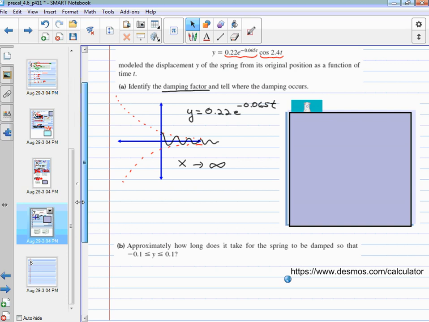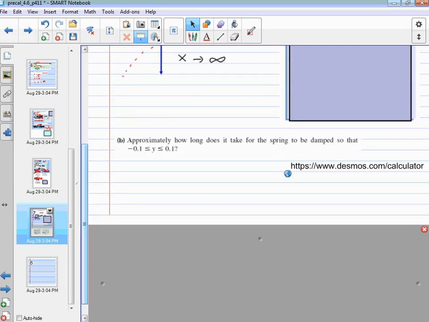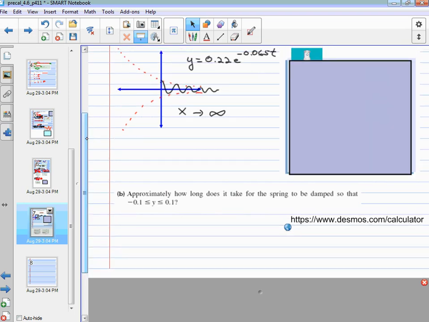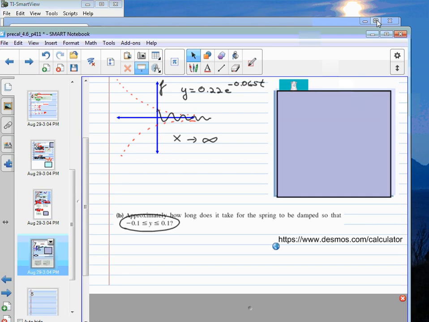Approximately how long does it take for the spring to be damped so that my values oscillating up and down in the y direction are going to stay between negative 0.1 and positive 0.1? Well, I even did the link to the Desmos graphing calculator over there. But let's pull it up.